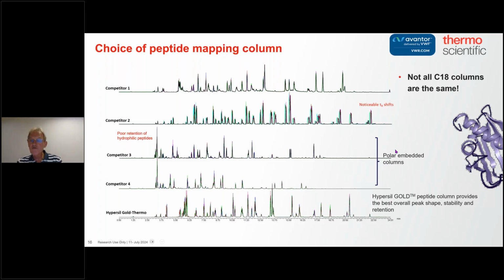Now, quite often, polar embedded columns are pushed for peptide resolution because you can run them at 0% acetonitrile. And it doesn't matter whether you run them at 0% solvent, they do not bind hydrophilic peptides. You can see the profile comes out earlier than the other columns, and you lose a lot of hydrophilic peptides at the front. These polar embedded columns are not good for peptide mapping. The one at the bottom is our new Hypersil Gold column. It gives you that hydrophilic retention, and every single one of those peptides comes out on top of each other.